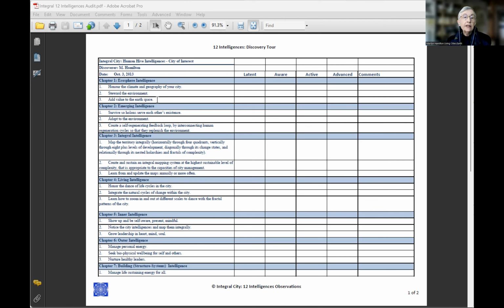And then the last observation related to the ecosphere intelligence is, are you adding value to the Earth space? If you hear me speaking in other places, I would say that humans, through their cities, are seeking to add value to the Earth space in the same way that bees and their beehives add value to their bioregion.